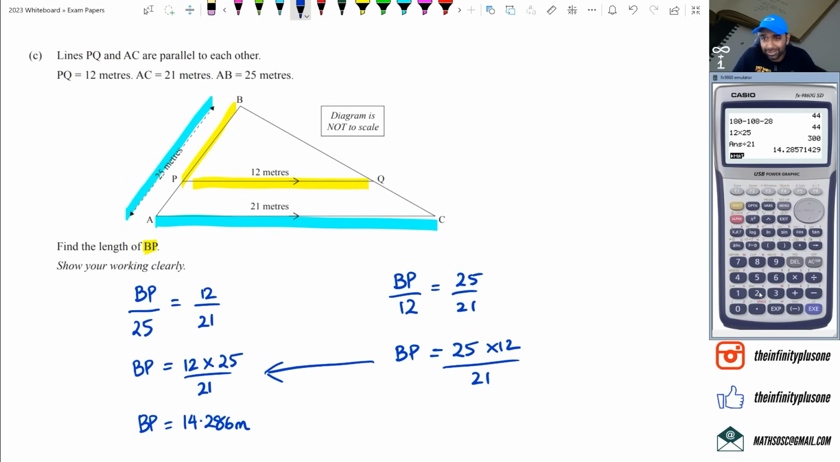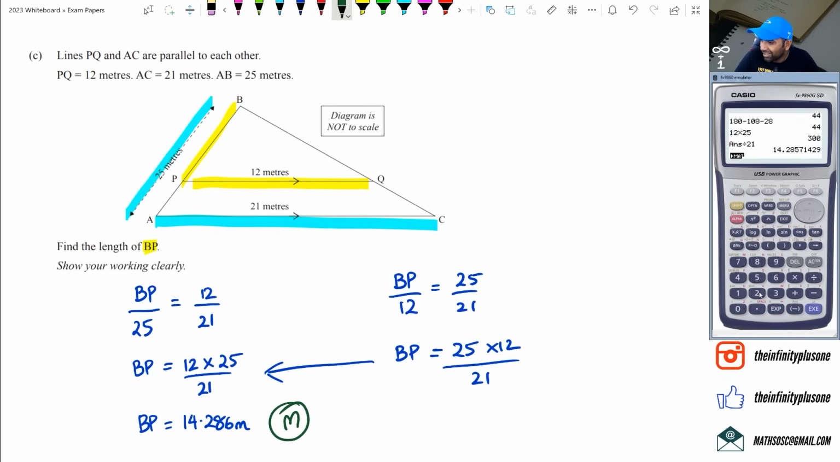I think similar triangles is just super easy marks because all you have to do is match the sides and divide, and you can write the equation any way you want as long as you put the BP, the unknown, at the top left corner of that equation. Then you're pretty much good to go. Really interesting, because I've solved it straight away in 2 lines, and this is going to be a merit.